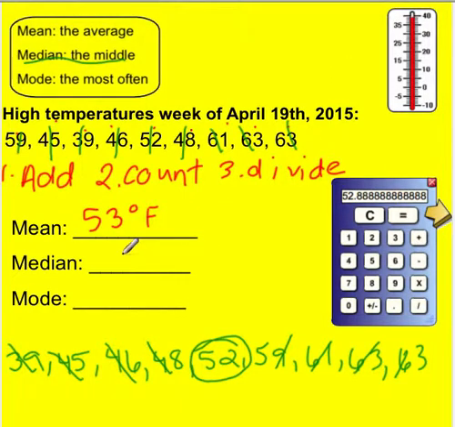Looks like the median is 52 degrees. So 52 degrees is our median for high temperatures. In Fahrenheit. And finally, our mode, meaning the most often that the values occur. And looking down here in our numbers, I noticed that we had 63 come up two times. Yeah. So 63 is going to be our mode.